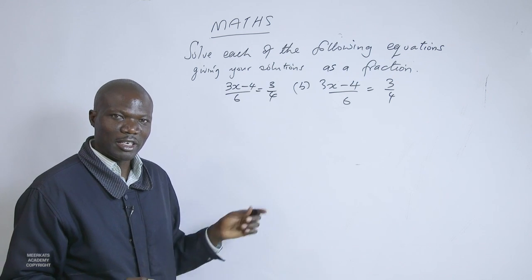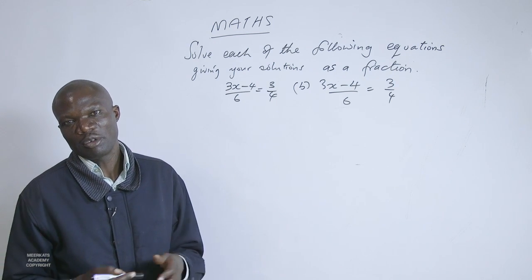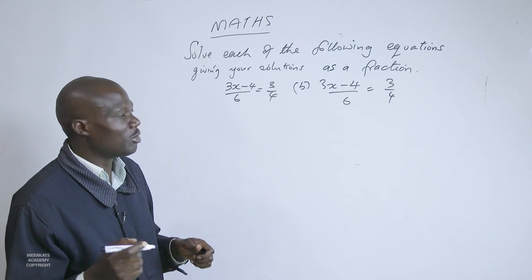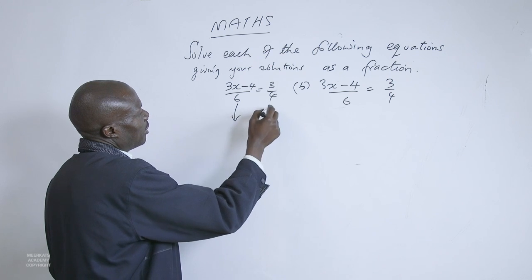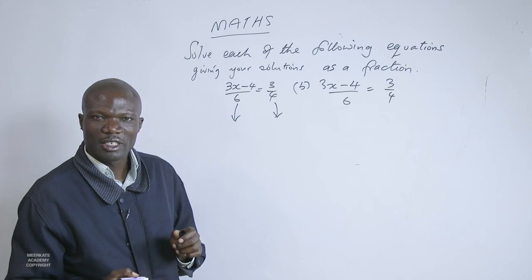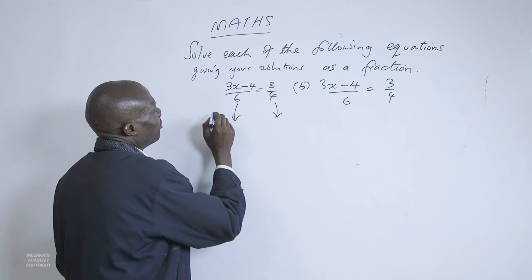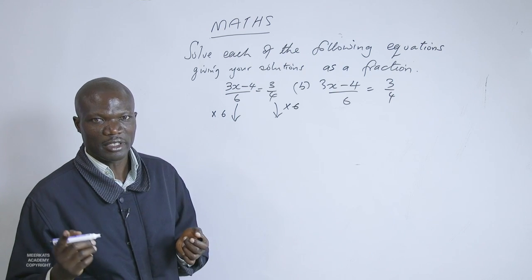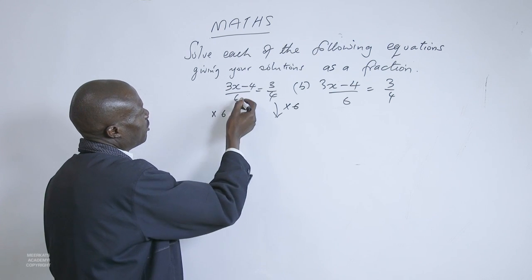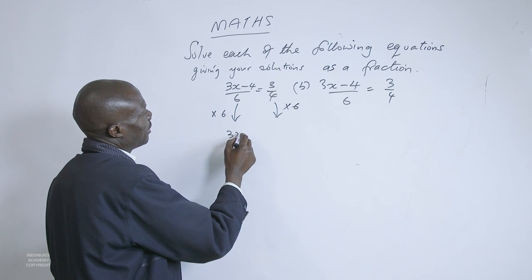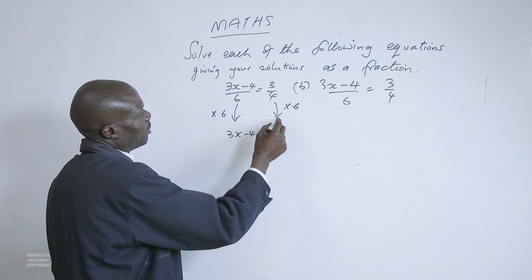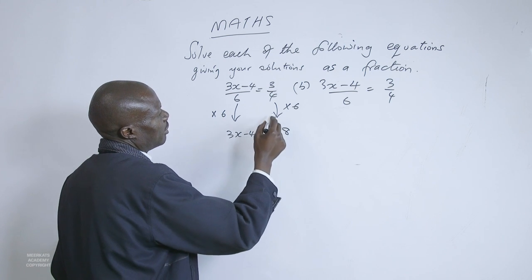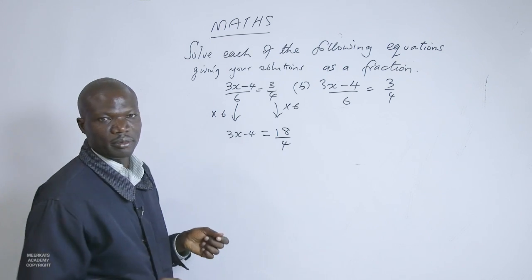That is what we have. Right-hand side, we have a fraction. Left-hand side, we have a fraction. So what do we do? Here we shall look at the first one. Let us remove 6, and to remove 6, we multiply that side by 6. Then what you will find is that the 6 is removed, and we remain with 3x - 4 = 3 times 6, which is 18, that gives us 18 over 4.